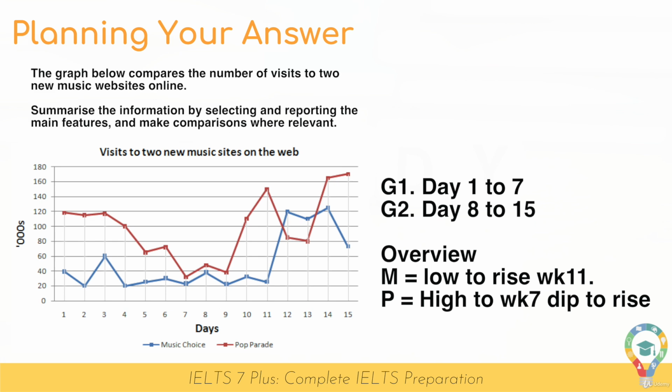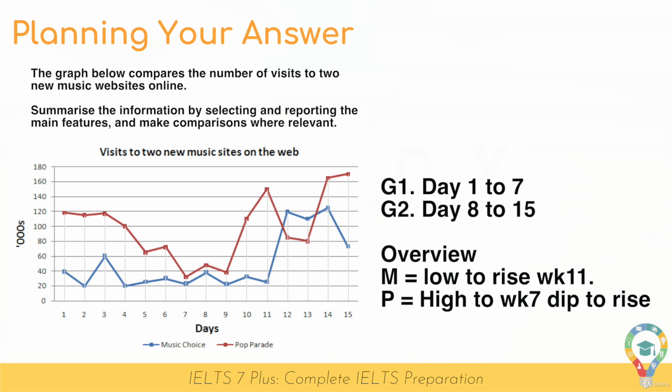G1 and G2 means Group 1 and Group 2. In the next lesson, I'll show you the exact structure you need to write your IELTS Writing Task 1 answer, and having these 2 groups is very important. So, my first Group 1 is from day 1 to 7, and that will be 1 detailed paragraph. My next group is from day 8 to 15, and that will make another detailed paragraph. I'll be teaching you how to write a short overview paragraph also in the next lesson.